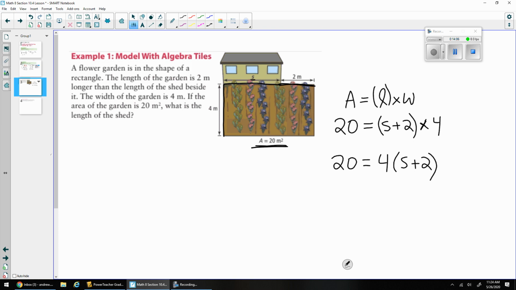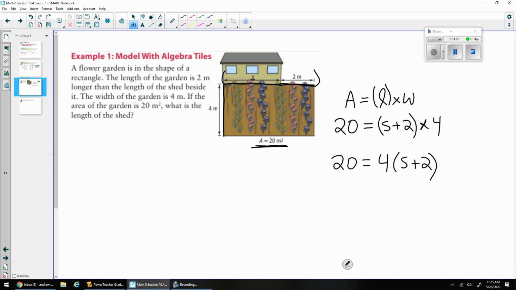Okay, because 4 is the width, S plus 2 is the length. You have to multiply the whole length, not just the plus 2 by 4, or not just the S by 4, but the whole thing. So since it's one group, that length, we have to put it in brackets. Okay, and now I can solve. I just have the one variable. Now I can solve for S.